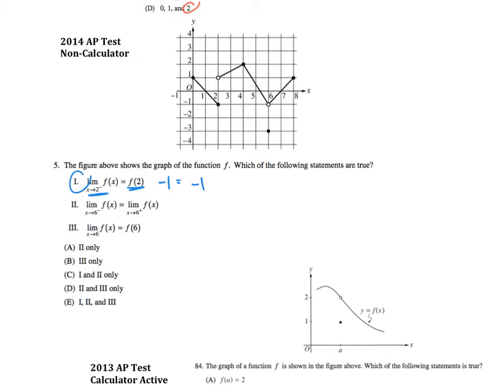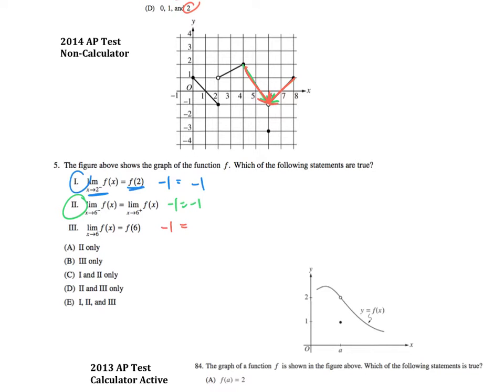In option 2, it says the limit as I approach 6 from the left equals the limit as I approach 6 from the right. Again, as I approach 6 from the left and 6 from the right, they're both approaching -1. I don't care that the function at 6 is not -1, but the limit is. So I like 2. In 3, it's saying the limit at 6, and again, because the right and the left, the limit at 6 is -1.